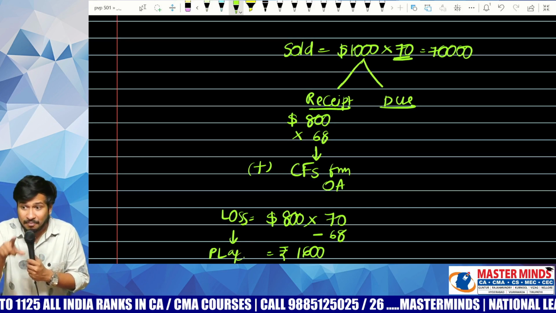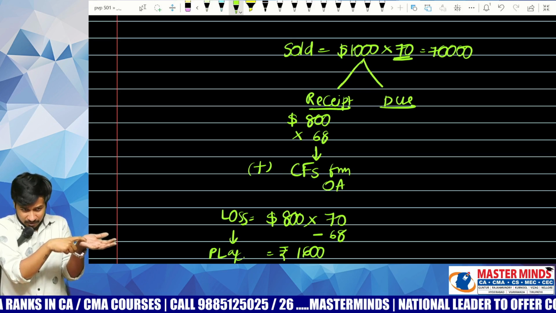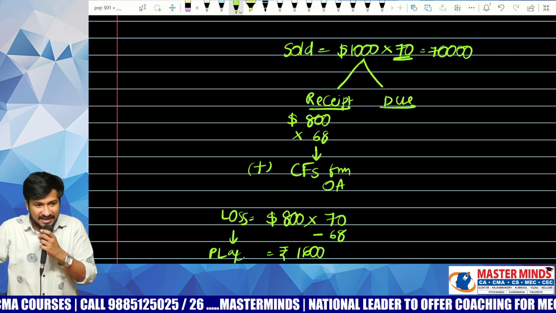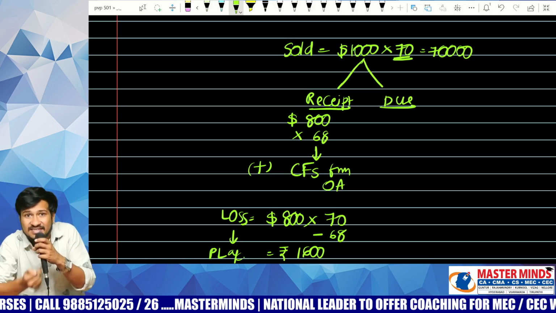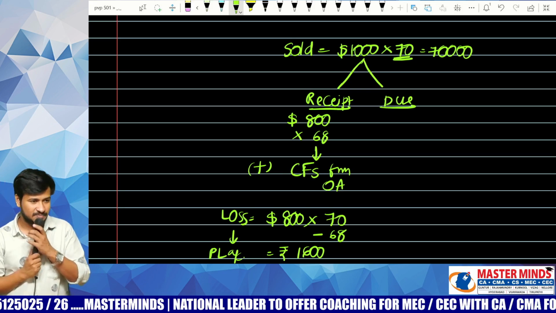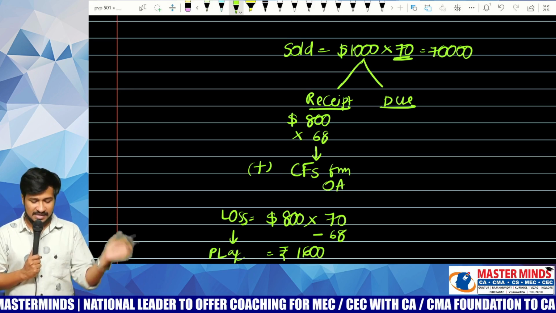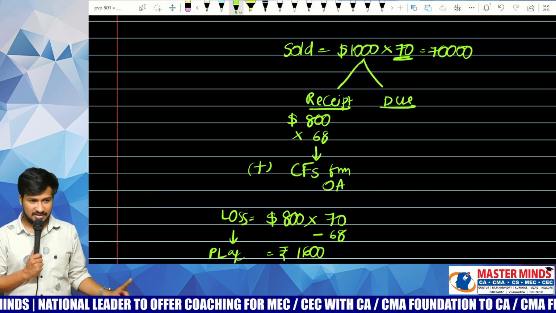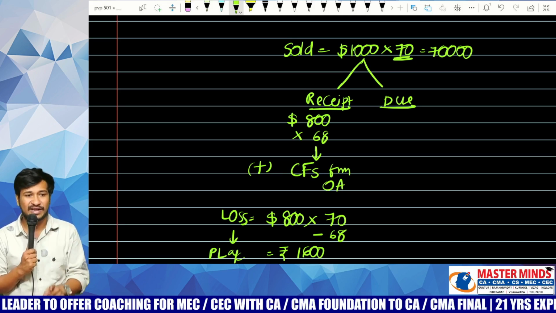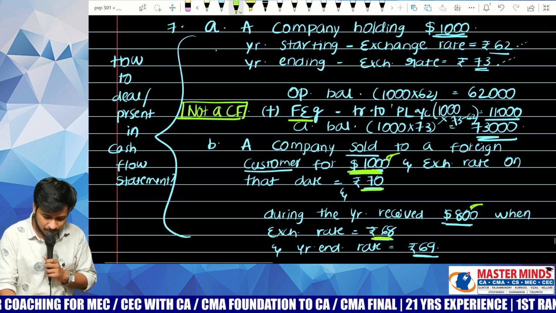Understood? But if at all you are holding that $800, did you get my point? Opening will be something like $800 into 70. Closing will be something like 800 into 68. To reconcile these two things, you will be telling that there is a foreign exchange loss which is to be transferred to P&L account. Did you understand? If you are holding currency, 800 into 70, 800 into 68, the difference of 800 into 2 is due to foreign exchange loss, which is not at all a cash flow, which is transferred to P&L account.